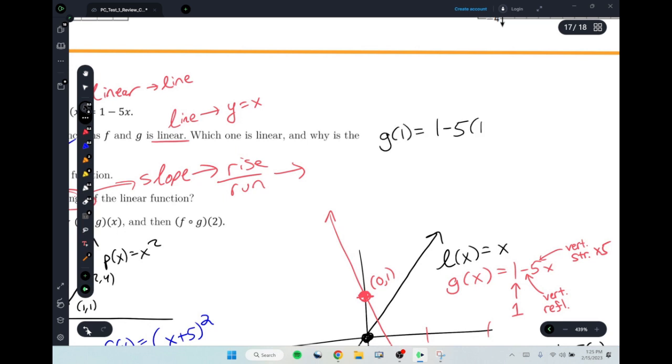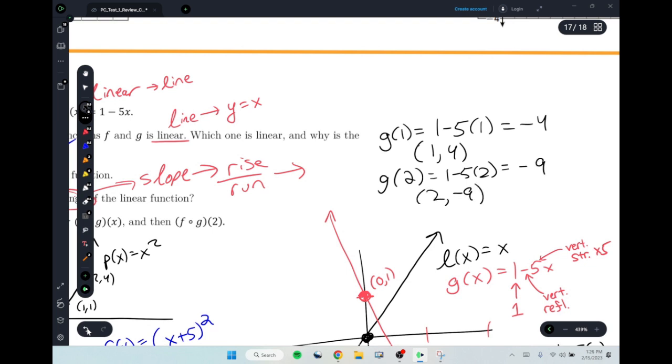1 minus 5 times 1 equals negative 4? Okay. I don't know why I put parentheses. So what's the point there? 1 comma negative 4? Pick another point. 2? 1 minus 5 times 2 is negative 9. It's got 2 comma negative 9.